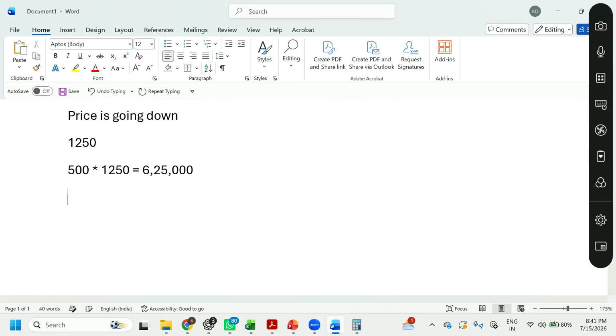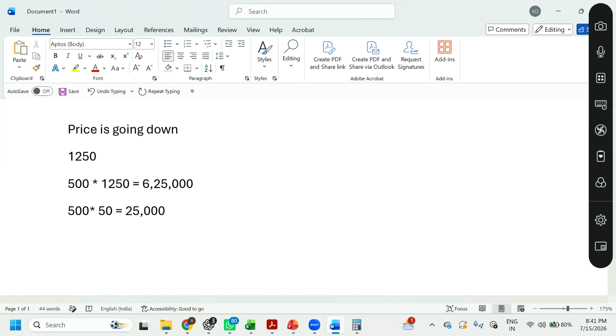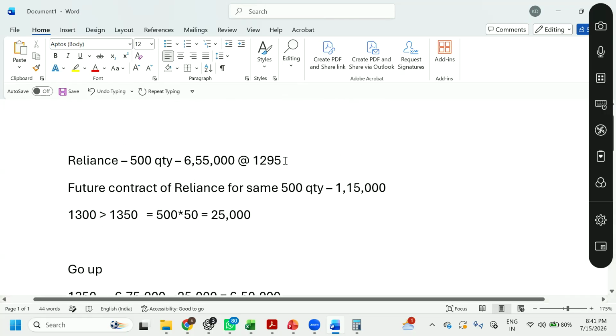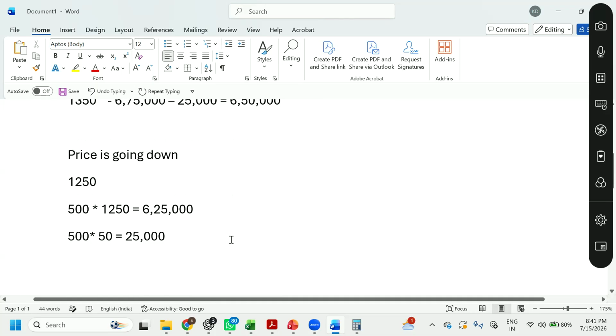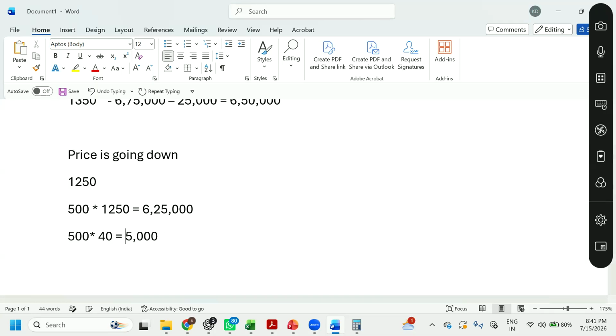So what might have happened here? Again, 50 times 50 is how much? 25,000, right? So it's the same thing. We had done 1295, and you said 1250. You can put only a 40 points loss here. Let's square it off and get it to 20,000 as a loss. Everyone with me, guys?